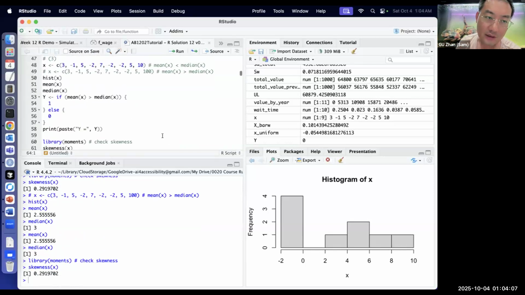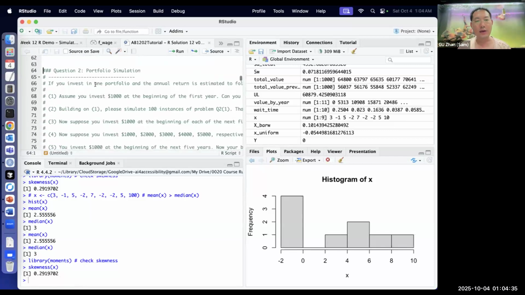So it's not always true that if the distribution is right skewed, the mean value will always be greater than the median, or if it's left skewed, the mean value is always lesser than the median. This is because sometimes the sample size is small, then you may have a large movement of the median.